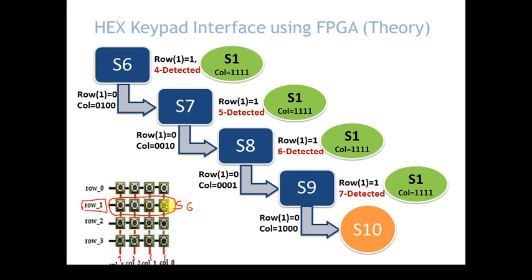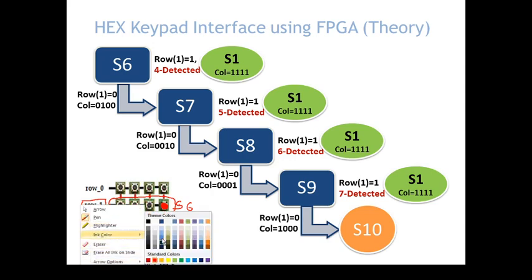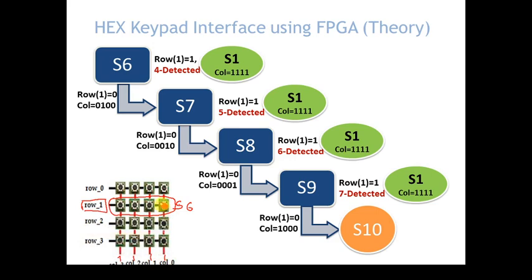Okay, so let us begin. Let us assume this last key is pressed. This last key is nothing but 0, 1, 2, 3, 4, 5, 6, 7. So let us assume this key 7 is pressed. I am writing here 7.